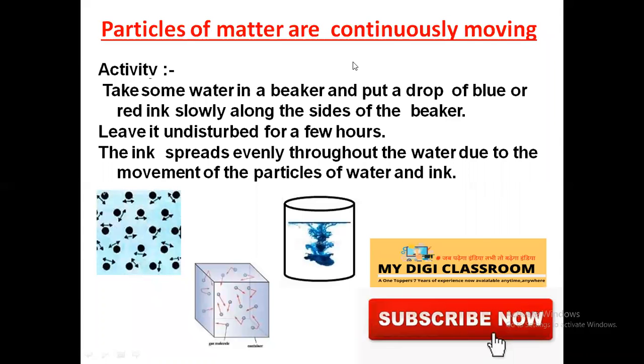Next activity shows that the particles of matter are continuously moving. We have to take some water in a beaker and put a drop of blue or red ink slowly along the sides of the beaker. Leave it undisturbed for a few hours. What do you observe? You observe that the ink spreads evenly throughout the water due to the movement of the particles of water and the ink. So from this activity, we conclude that the particles of matter are continuously moving.